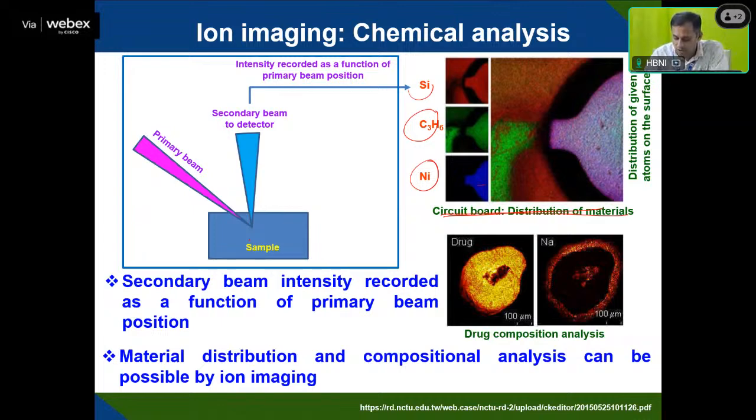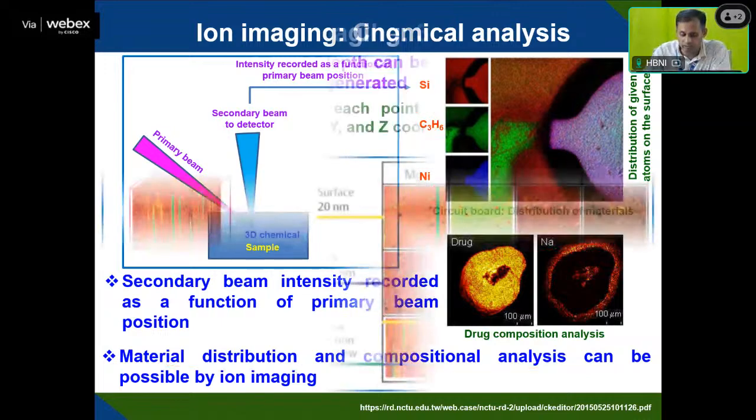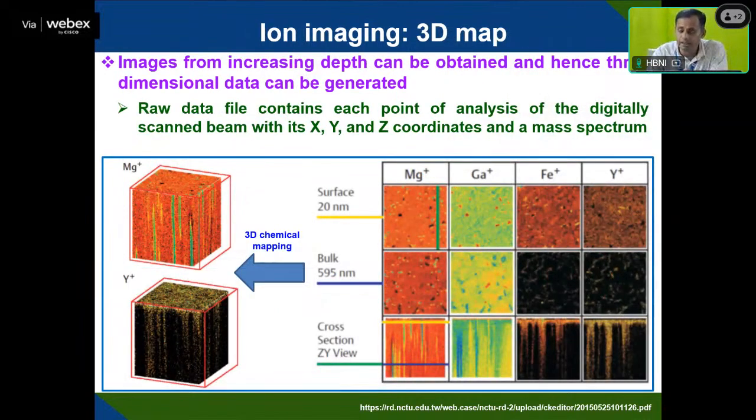And this is a drug, how this drug is encapsulated inside the material, inside a particular structure, in a nanoparticle or liposome. So those things can be identified. You can see here the sodium atom distribution inside that, the sodium deoxycholate on the surface of that material, so you can see how the different components are in the structure. So mainly material distribution is possible, and composition analysis can be done by using this ion imaging technique.